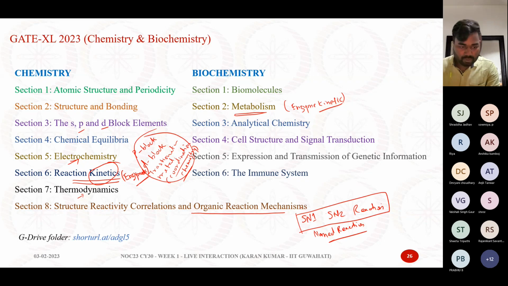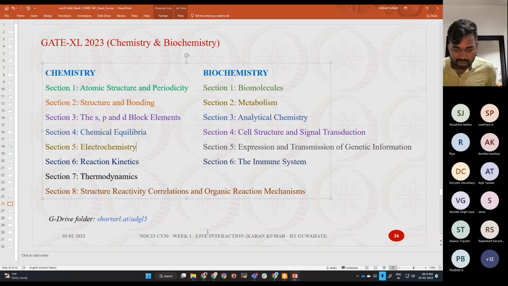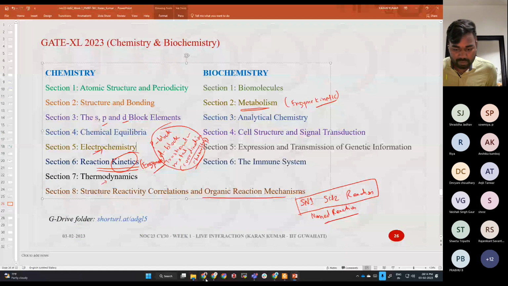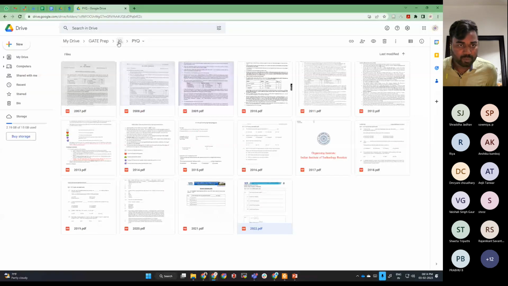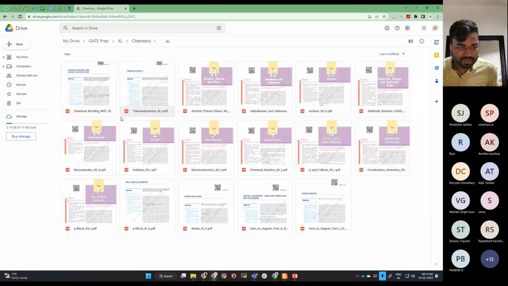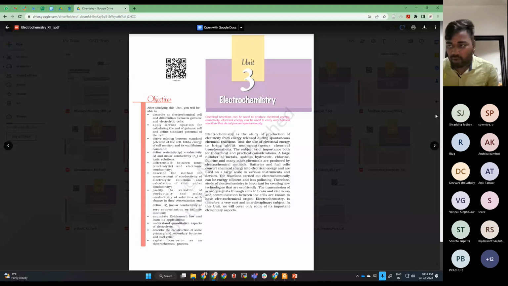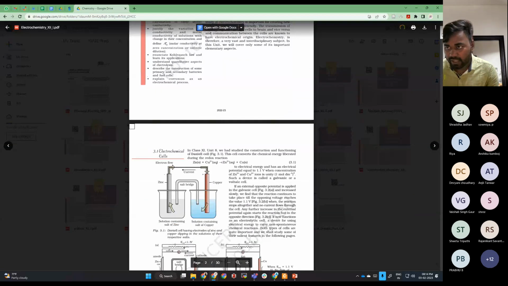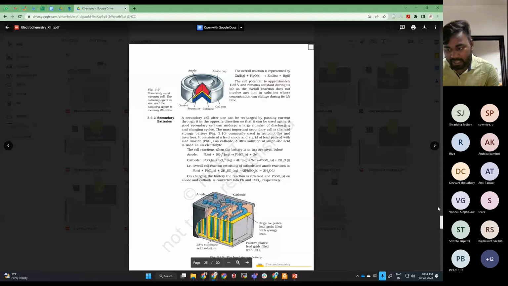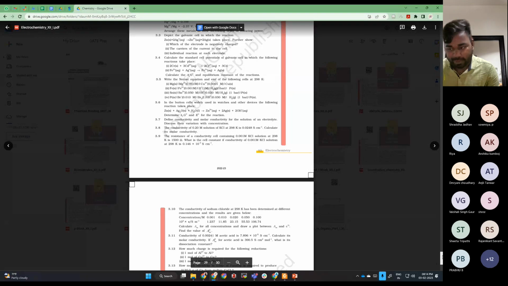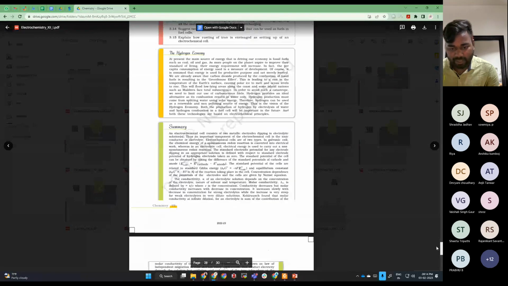So go through the PDFs that I have uploaded. The last-minute thing you need to focus on is the summary of each chapter that is available there. Let me open any chemistry chapter, let us say electrochemistry. At the end of all chapters, you will find a summary. If you have not studied the entire chapter, you must go through the summary.